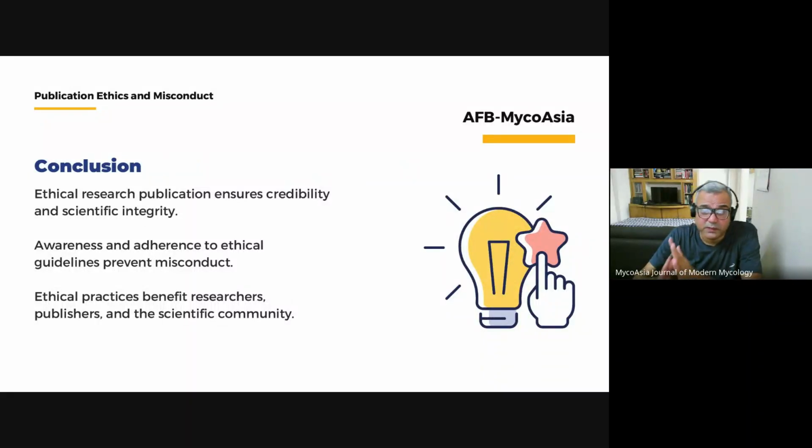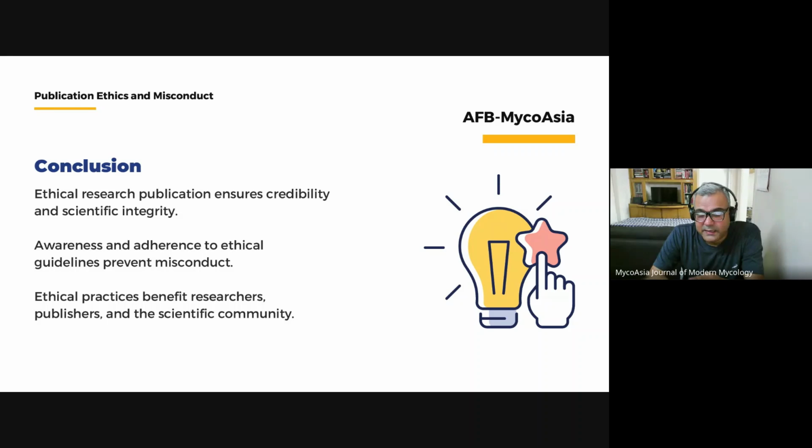So let me come to the conclusion. Ethical research is very important. Stakeholders believe you if you have done your research ethically. And if there are many cases of publication misconduct highlighted in the newspapers or social media, even our policy makers, even stakeholders may not believe in us actually.